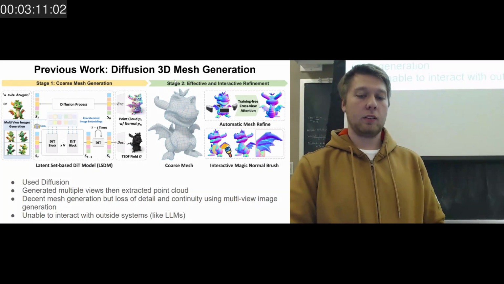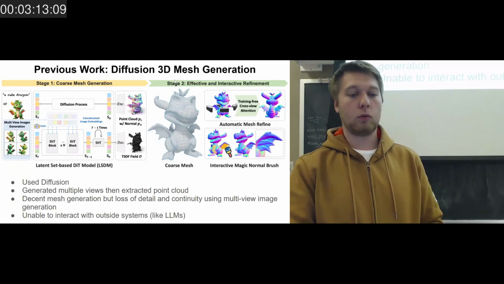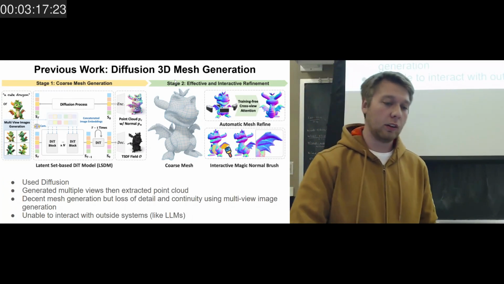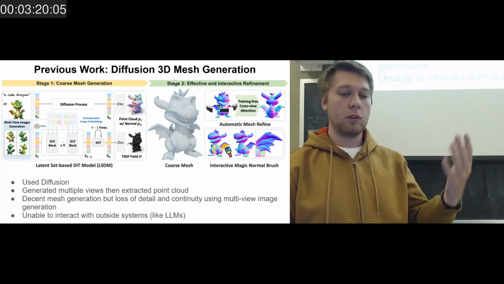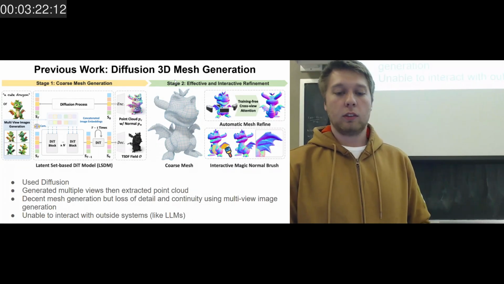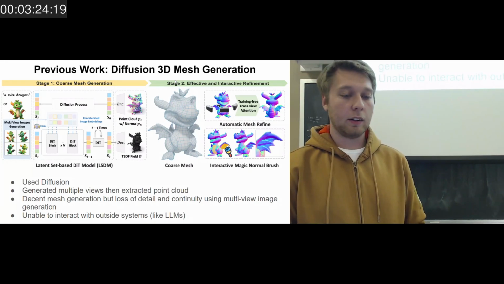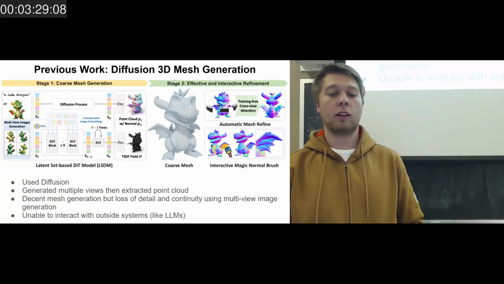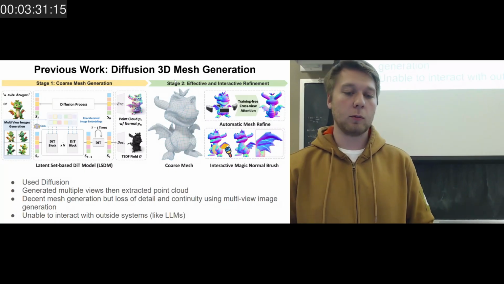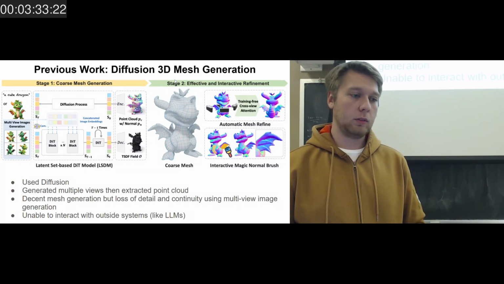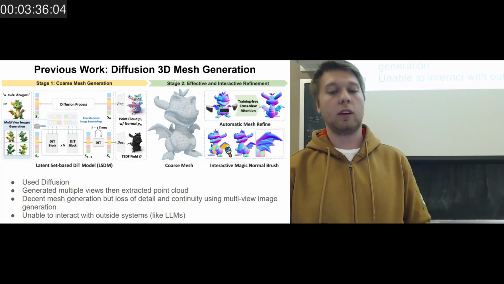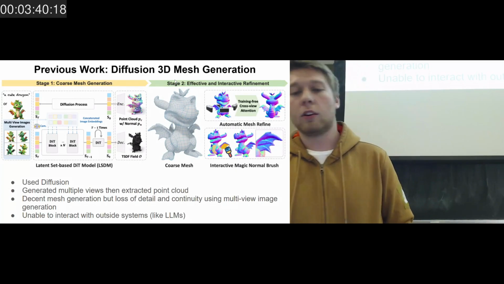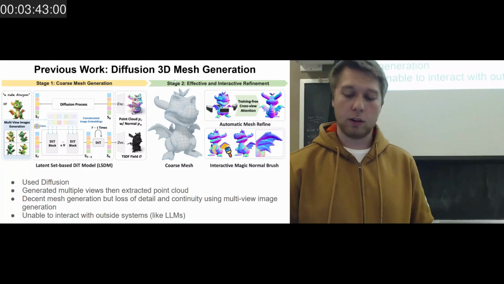The problem is you can't control the entire 3D object. If you just tell a diffusion model, show me the right view, left view, you're kind of leaving it up to chance. So it's not super accurate, but it worked decently well. The other big problem is that it's unable to interact with outside systems like large language models. There's no way to use 3D shapes. You would have to take a photo of a 3D shape, and then you're just back to 2D. So there's no real 3D understanding or knowledge. You're just generating 3D meshes.